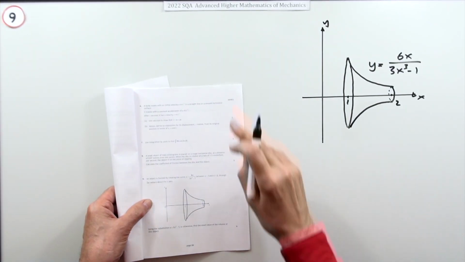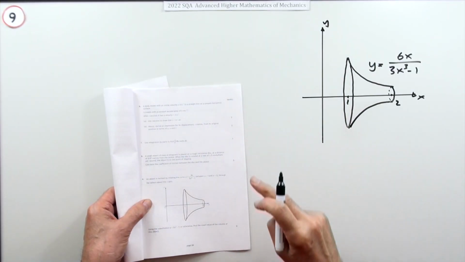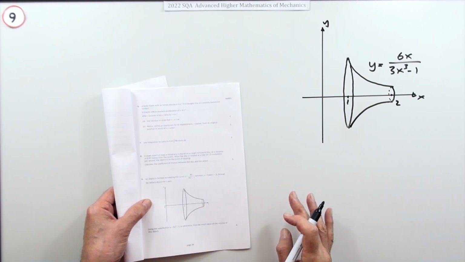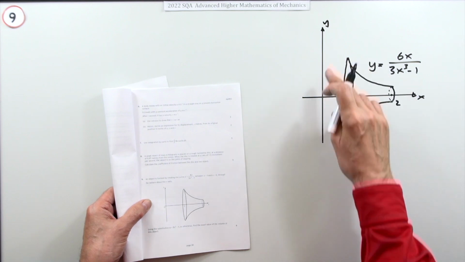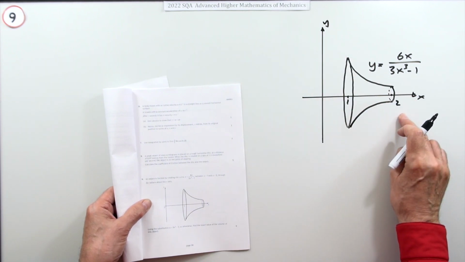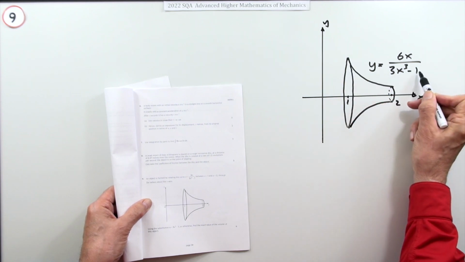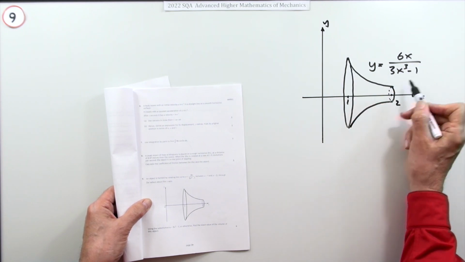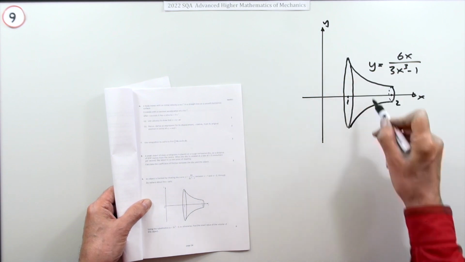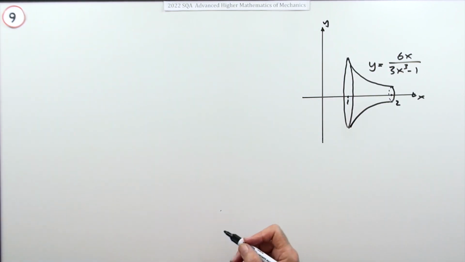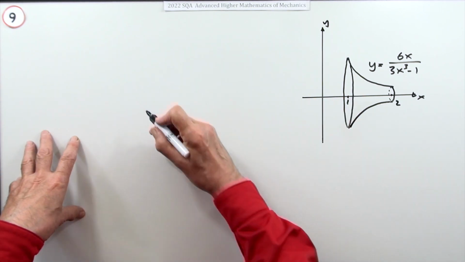So number 9 then, from the 2022 mechanics paper, 6 marks for volume of revolution. You've just got to find the exact volume of this solid, which was formed by rotating this curve, given by this equation, y = 6x over 3x cubed minus 1, 360 degrees, 2 pi radians, about the x-axis. Now to find the exact value.